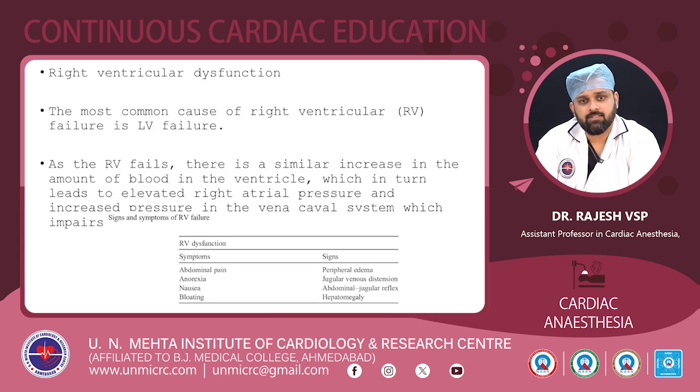Coming to the right ventricular dysfunction, the most common cause of right ventricular failure is left ventricular failure. As the RV fails, there is a similar increase in the amount of blood in the ventricle, which in turn leads to elevated right atrial pressures and increased pressure in the vena cava system, which impairs venous return to the heart. Coming to the common signs and symptoms of RV failure, the symptoms are abdominal pain, anorexia, nausea and bloating. Signs will be peripheral edema, jugular vein distension, abdominal jugular reflex and hepatomegaly.